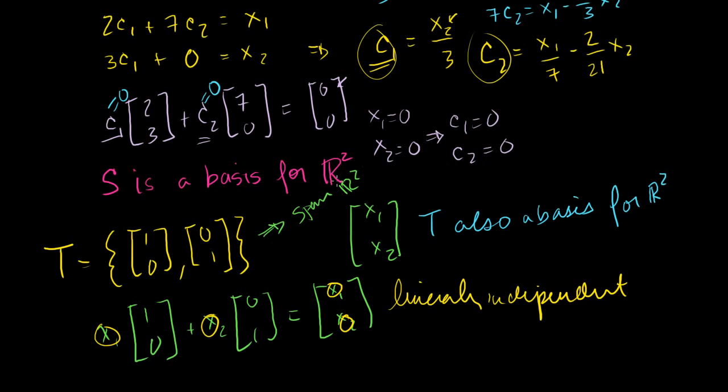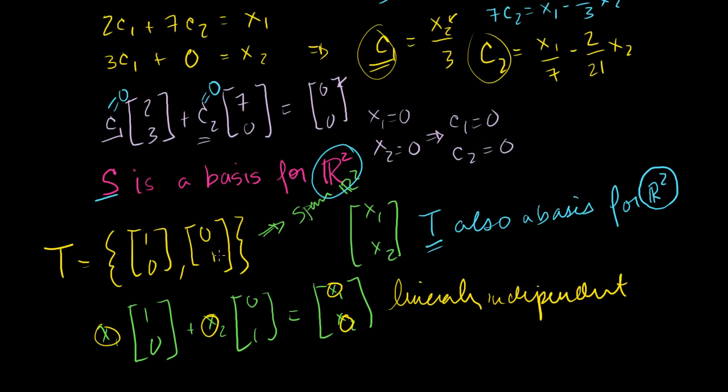And I wanted to show you this to show that if I look at a vector subspace, and R2 is a valid subspace of itself, you can verify that, if I have a subspace, it doesn't have just one basis. It could have multiple bases. In fact, it normally has infinite bases. So in this case, S is a valid basis, and T is also a valid basis for R2.